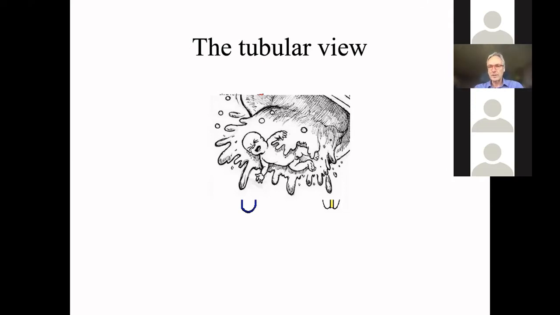And who needs to clean it up? Well, it's the tubules, of course. And if anything goes wrong in this cleaning up of what the glomerulus throws out, then we get these tubulopathies. And I will specifically focus here on a few salt wasting tubulopathies.